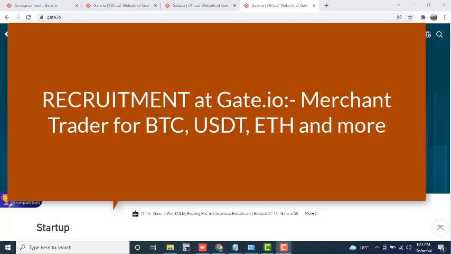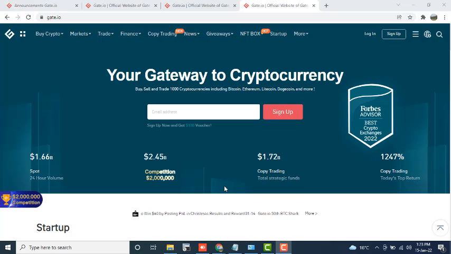Today I'm going to tell you about P2P trading recruitment on Gate.io, and how you can become a P2P trader or merchant trader on Gate.io. So let us start. First of all, you need to sign up on Gate.io, and then you can become a part of the Gate.io merchant traders. So let's see how it will work.